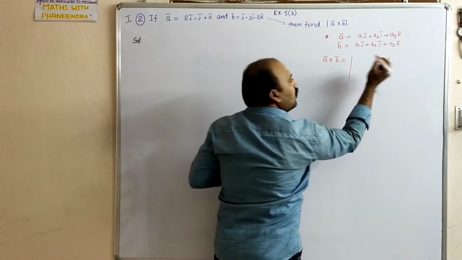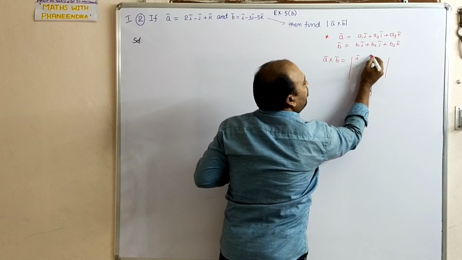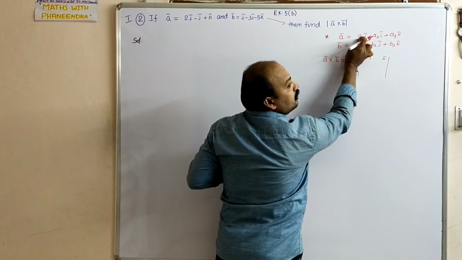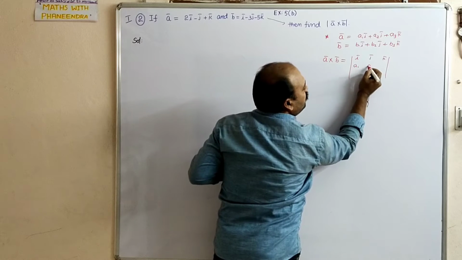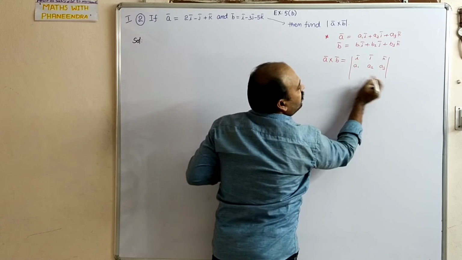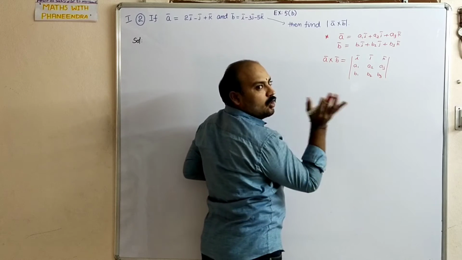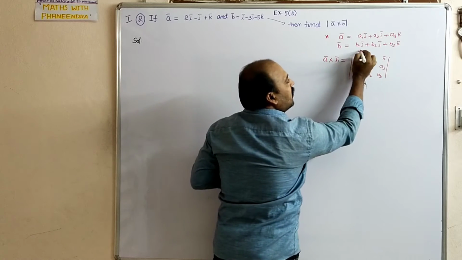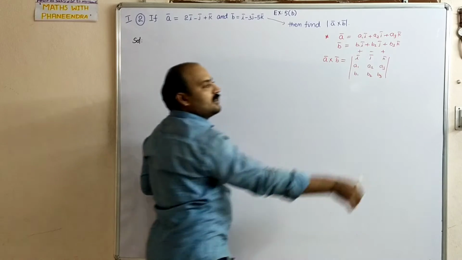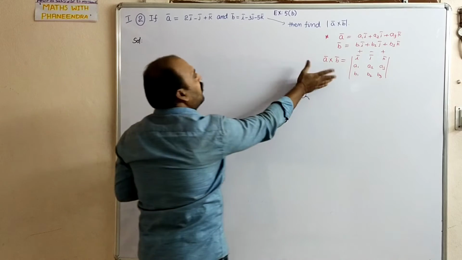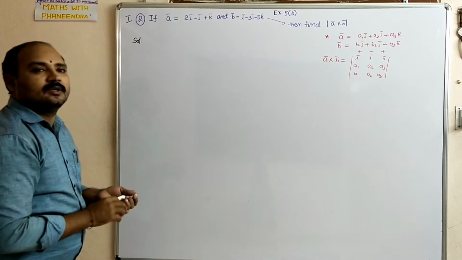in the first row you have to write i bar, j bar, k bar. In the second row, a bar components a1, a2, a3. In the third row, b1, b2, b3. We know how to expand 3 by 3. Here plus, minus, plus. Like this way you have to expand. So here also by using this formula we are going to do this question.